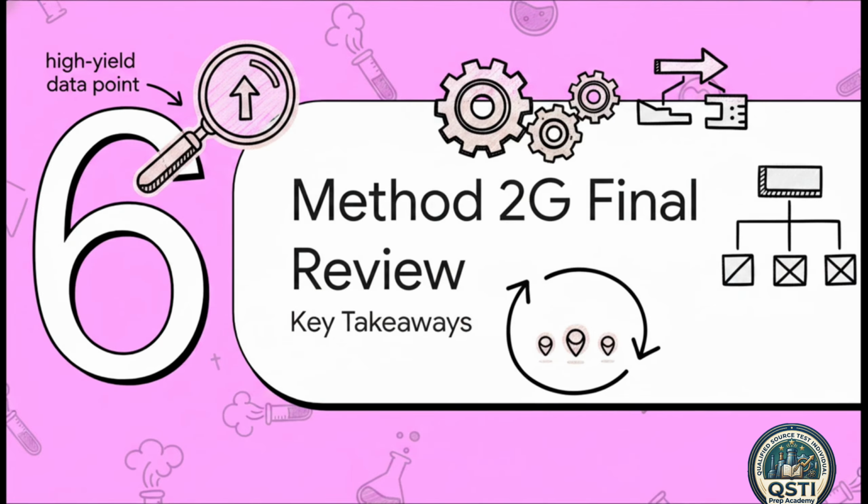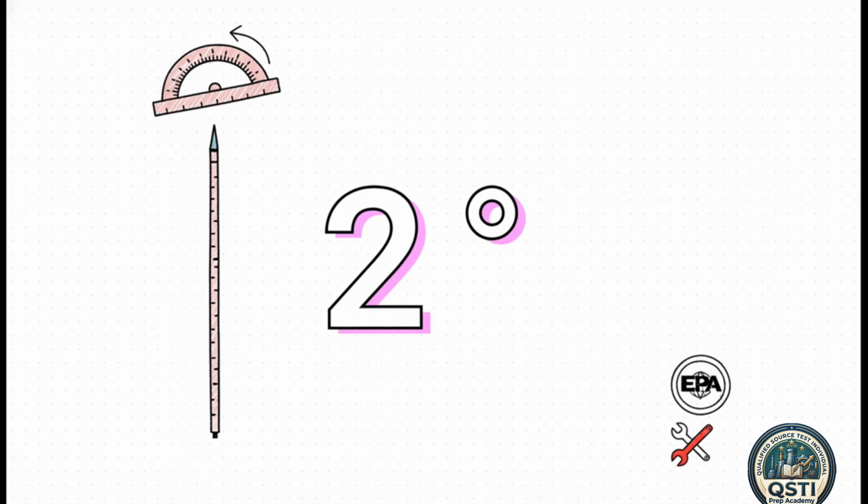Almost done. Section 6, Method 2G, Final Review, Key Takeaways. Let's lock in one final, absolutely critical, high-yield data point before test day. Never forget this specific tolerance. The rotational position of the scribe line, or the scribe line segments, along the full length of your main probe must not vary by more than 2 degrees. Period. If you measure it and the variance is greater than 2 degrees, your physical alignment is compromised and your calibration fails outright. The EPA literally does not mess around with alignment tolerances.